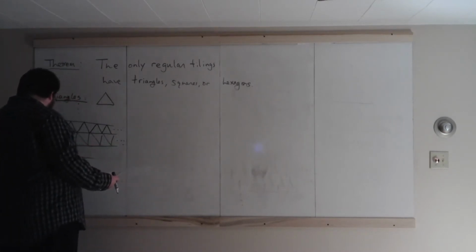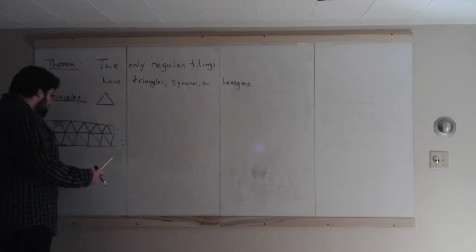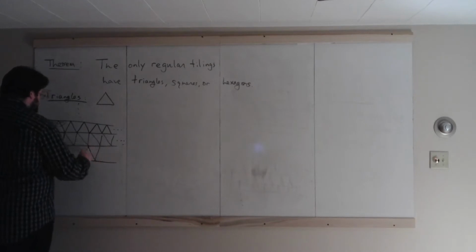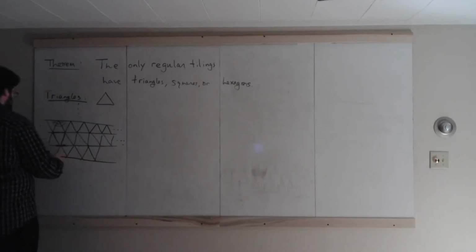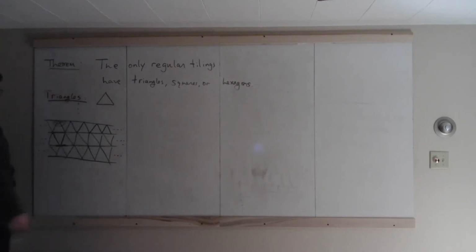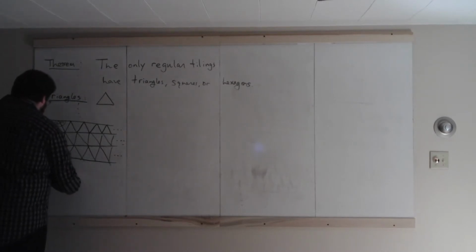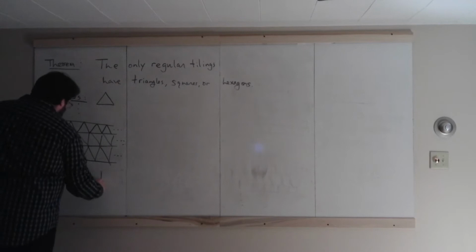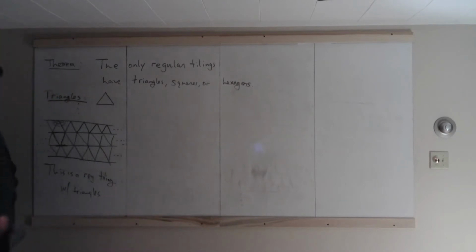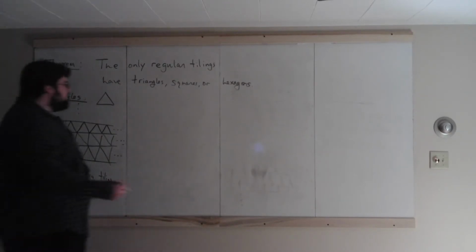We need to preserve this same pattern by matching edges up like this, and so on. And I'm not going to draw the next row, you keep continuing. But right here we see a tiling. So this is a regular tiling with equilateral triangles. What about squares?